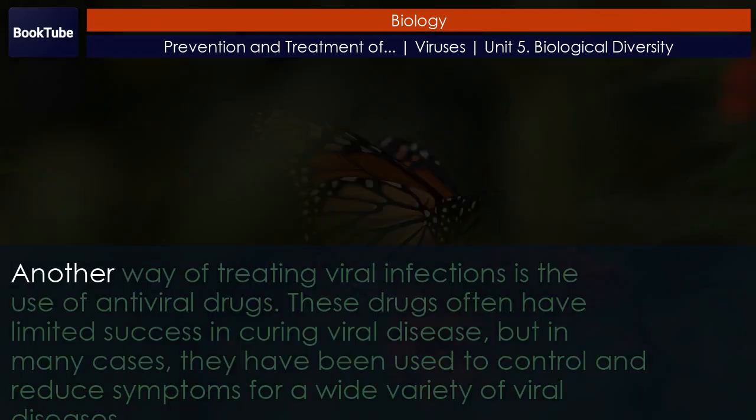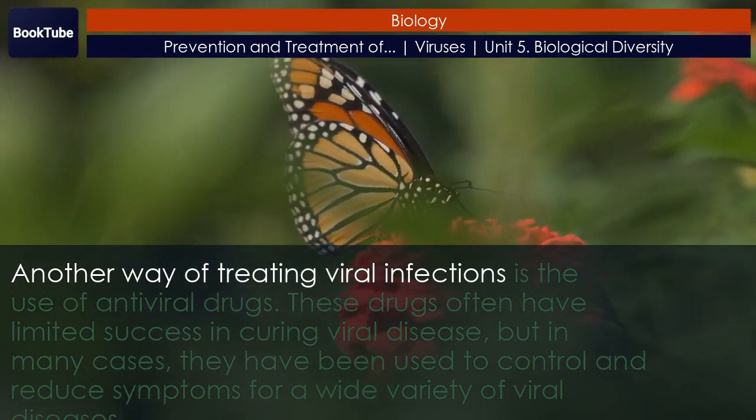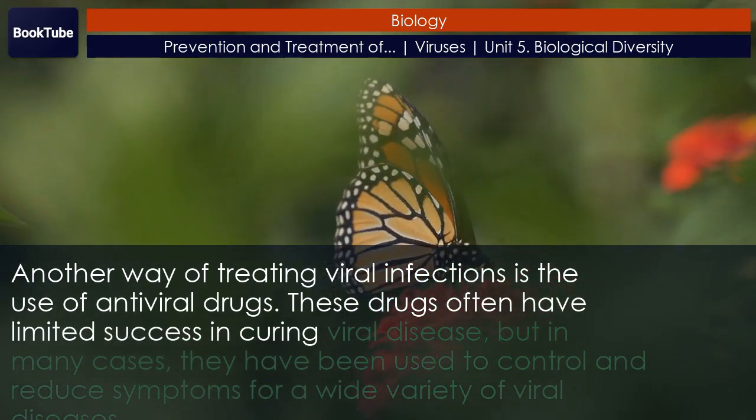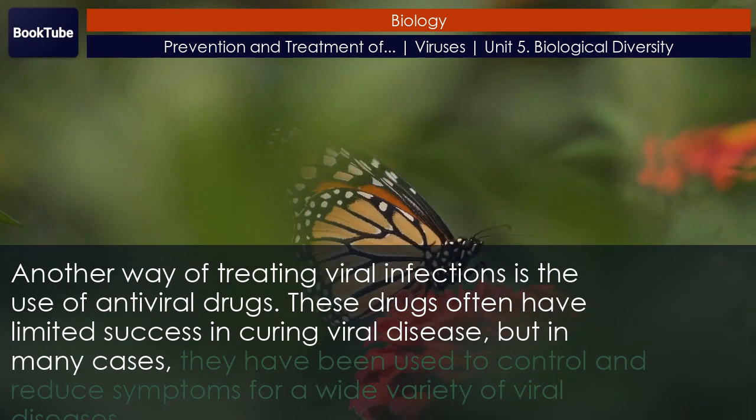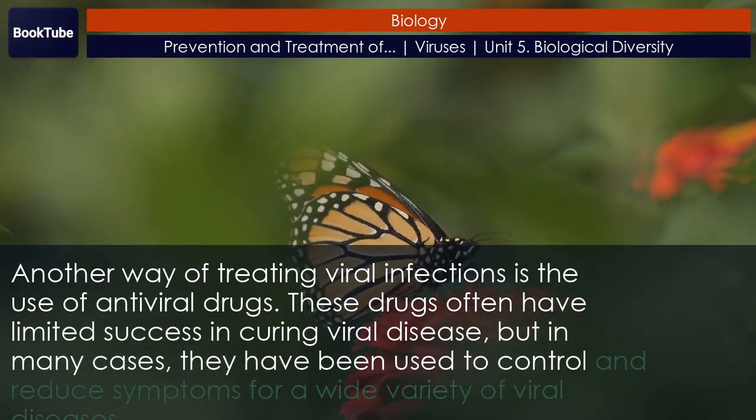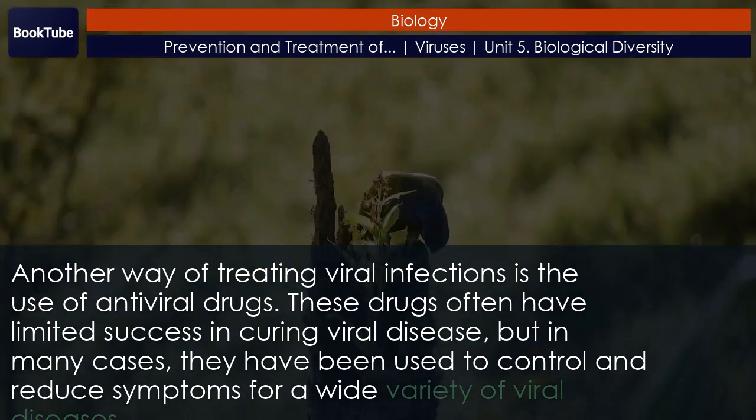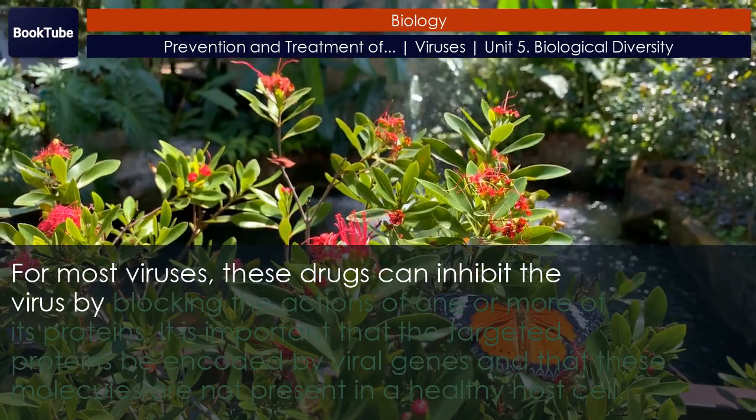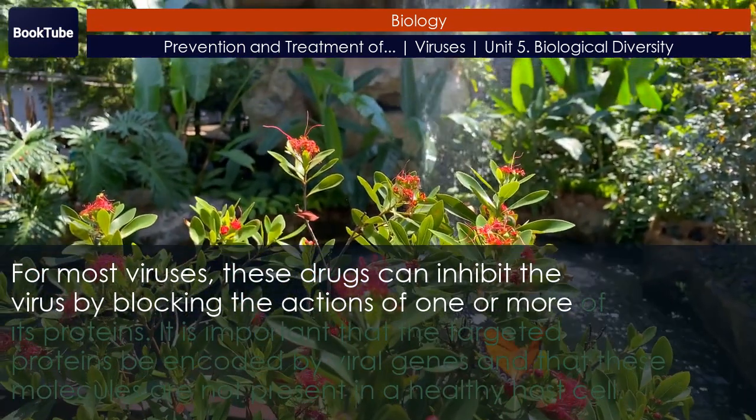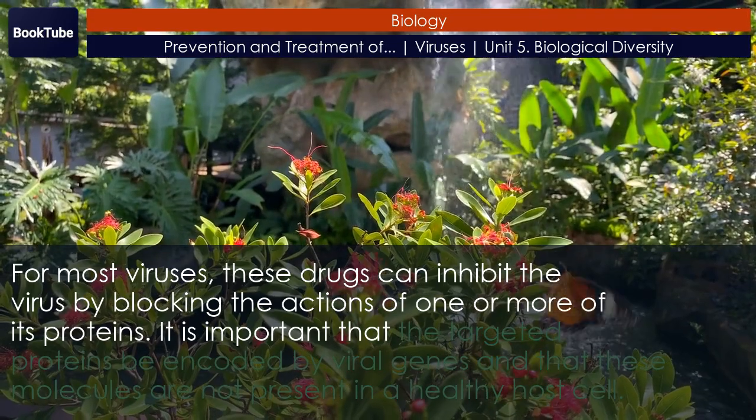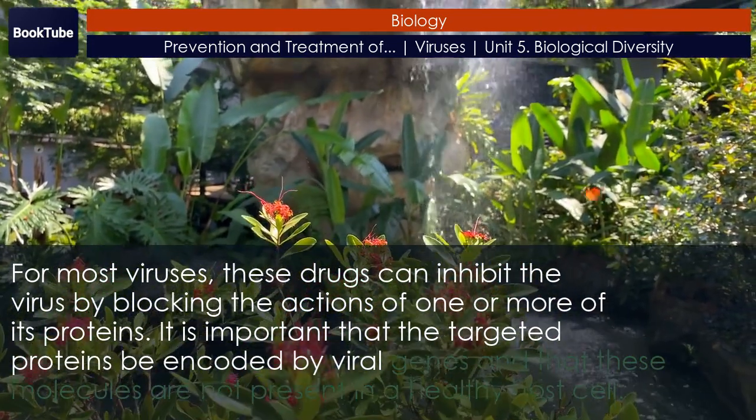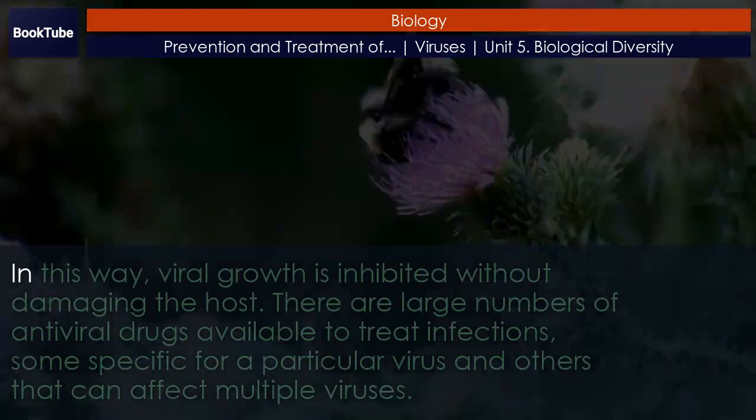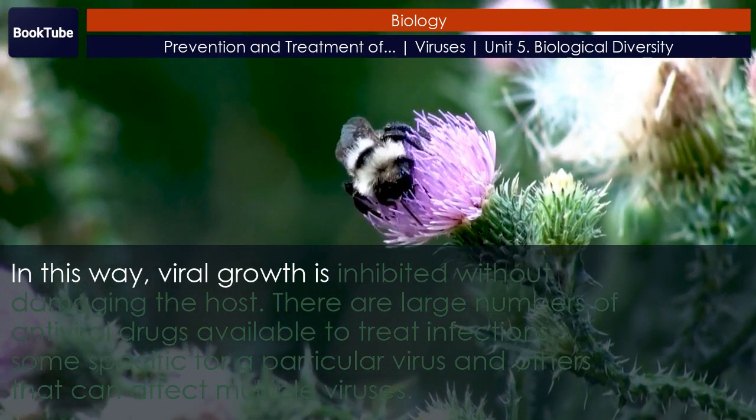Another way of treating viral infections is the use of antiviral drugs. These drugs often have limited success in curing viral disease, but in many cases, they have been used to control and reduce symptoms for a wide variety of viral diseases. For most viruses, these drugs can inhibit the virus by blocking the actions of one or more of its proteins. It is important that the targeted proteins be encoded by viral genes and that these molecules are not present in a healthy host cell. In this way, viral growth is inhibited without damaging the host.